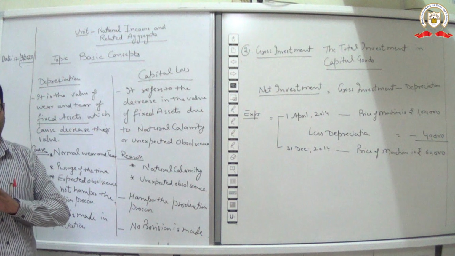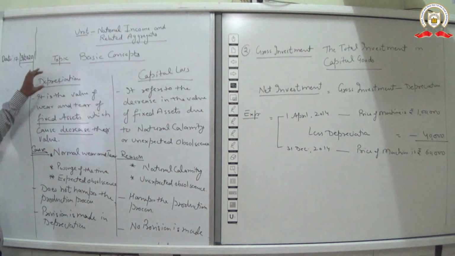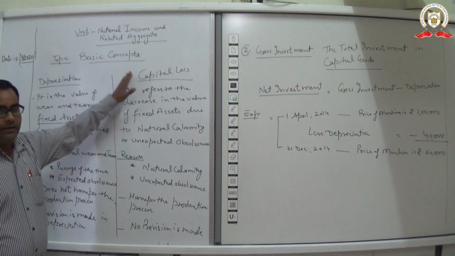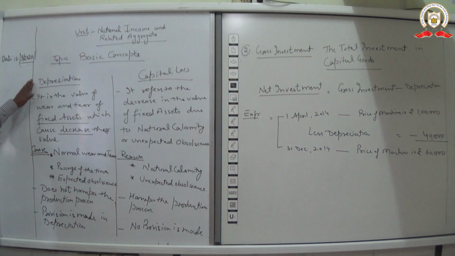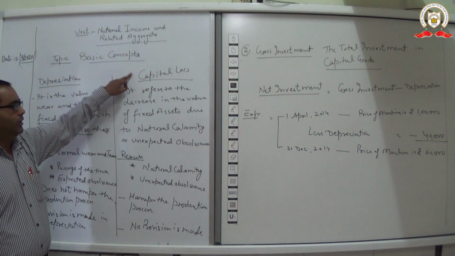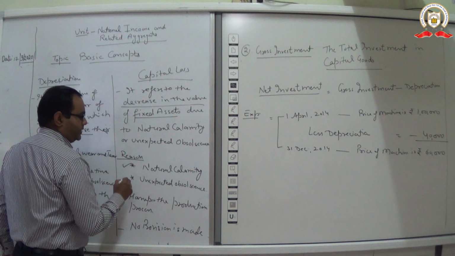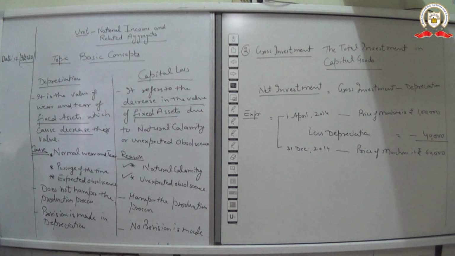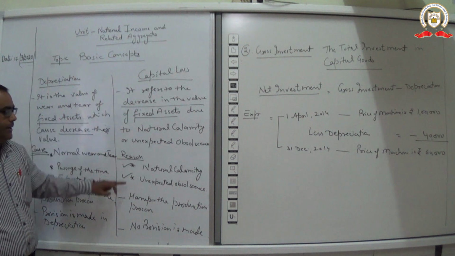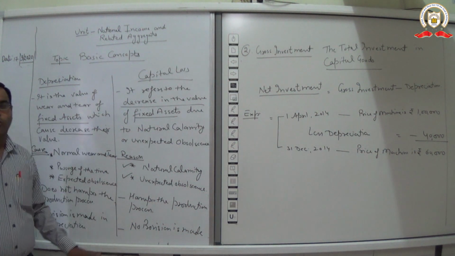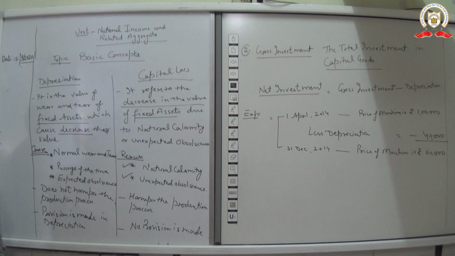So I hope the concept is clear to all of you that what is depreciation and what is capital loss. Depreciation is fall in the value of fixed assets due to normal wear and tear, passage of the time and expected obsolescence. Whereas capital loss refers to the decrease in the value of fixed assets due to natural calamity and unexpected obsolescence. Depreciation does not hamper the production process because provision is made. Capital loss hampers the production process because no provision is made for capital loss.